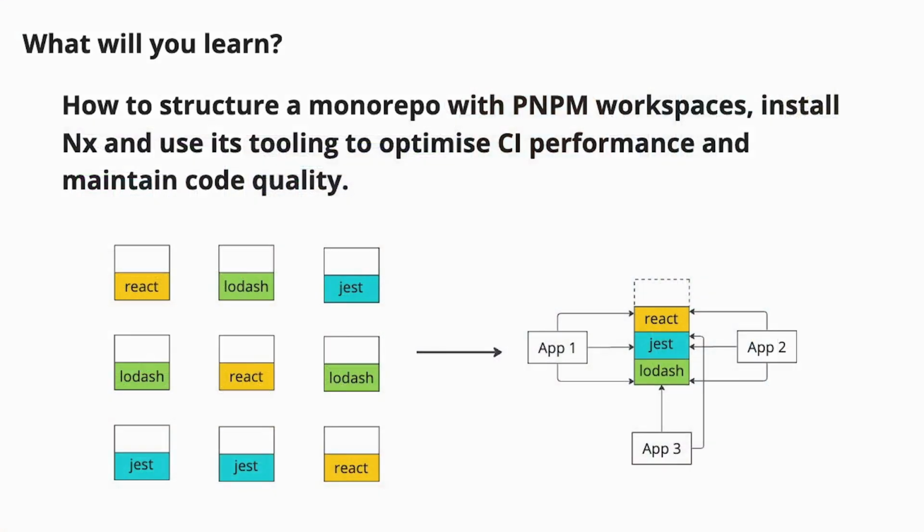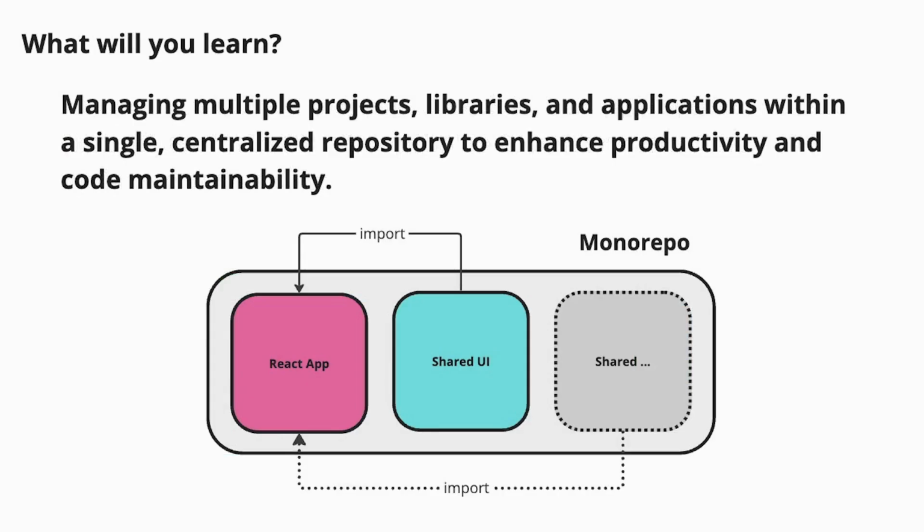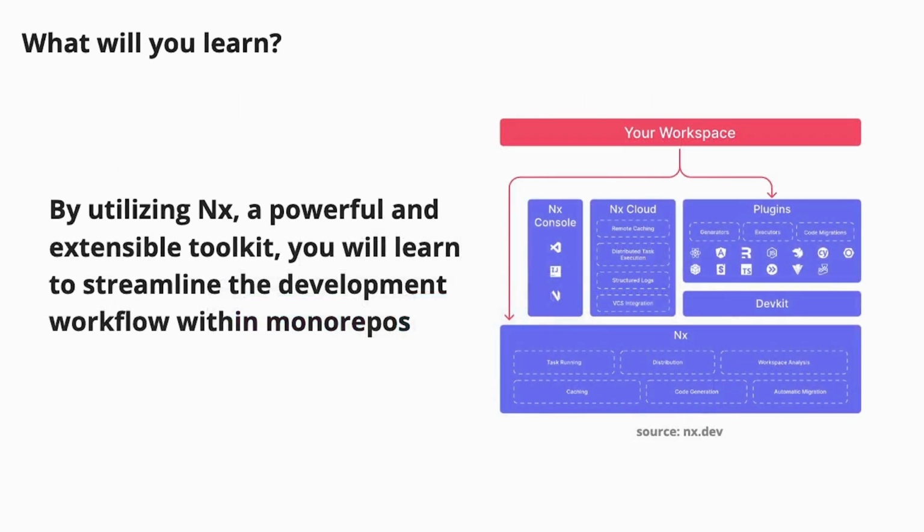So what will you learn from this course? You will be learning how to structure a monorepo with PNPM workspaces, install Nx and use the tooling to optimize CI performance and maintain code quality, managing multiple projects, libraries and applications within a single centralized repository to enhance productivity and code maintainability. By utilizing Nx, a powerful and extensible toolkit, you will learn to streamline the development workflow within monorepos.